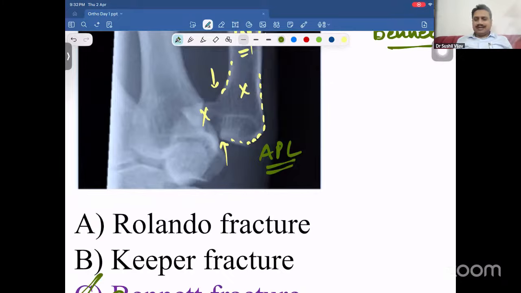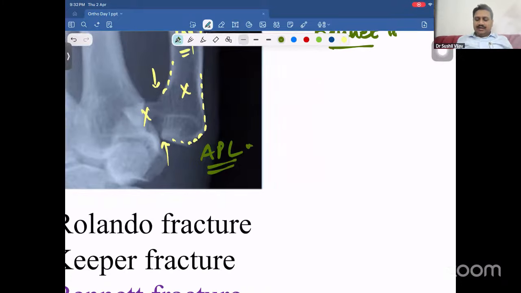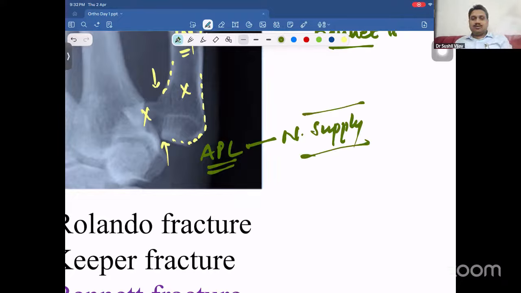अच्छा चलो, अब यहाँ तक बता ही दिया है तो ये भी बताओ कि APL की नर्व सप्लाई क्या होती है? What is the nerve supply for abductor pollicis longus? ये भी बताओ फिर, right? ये भी आपके एग्जाम का क्वेश्चन आता है, right? That is again a question for your exams. Abductor pollicis longus.